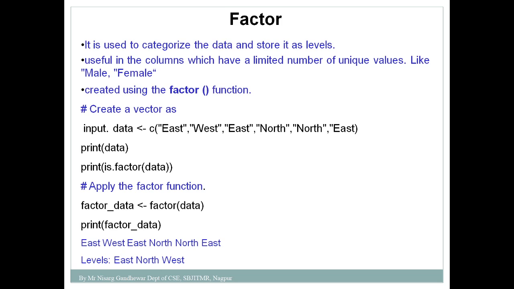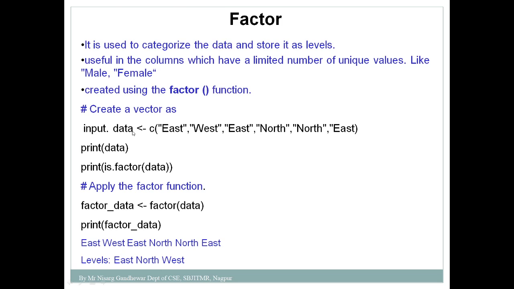So we have taken one example as gender. In case of gender, there are 2 values available, one is male and female. Similarly, suppose I am creating a table called student, where I am going to store the information of the student. In that case, one attribute can be branch. Branch can be CSE, IT, mechanical, electrical. So in this case I can say that the values of the attribute branch are limited. At that time factor can be useful to categorize the data and store it as levels, and it is created by using the function called factor.